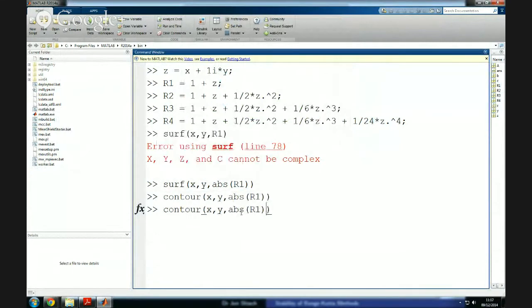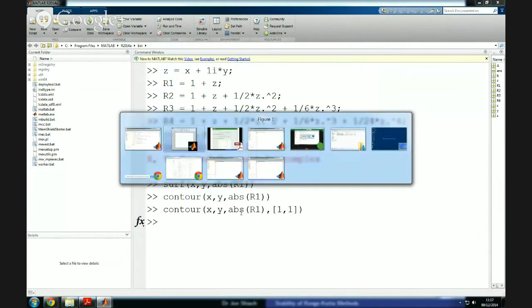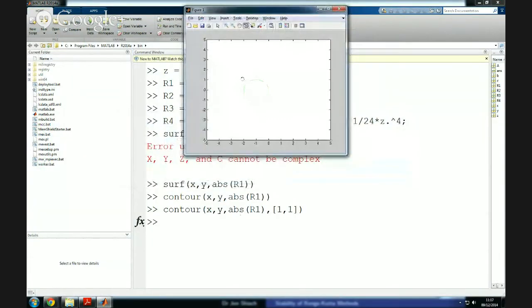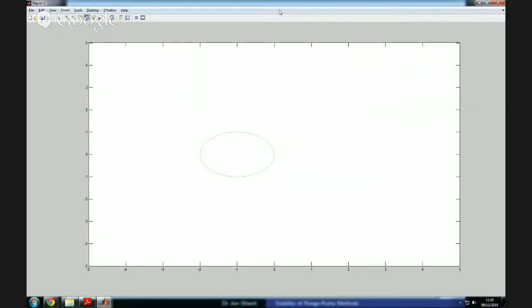There's an option in the contour plot, and for some reason you just put 1, 1 in square brackets after that. What that does is give me only the circle where the absolute value of the stability function is equal to 1. I don't know whether you can see that very well. That's actually a circle. I've skewed the axes a bit, so it's squashed down, but that should be a circle.